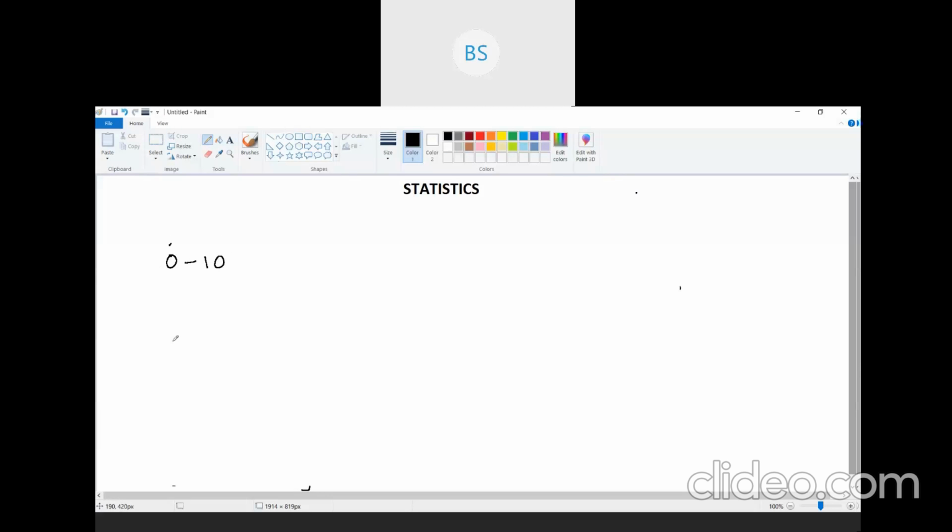You have also learned cumulative frequency. That is the sum of frequencies of the previous classes. We go on adding the previous class frequencies, and that gives us cumulative frequency. So shall we start with the exercise? I guess you are familiar with these things. We will first see histogram.